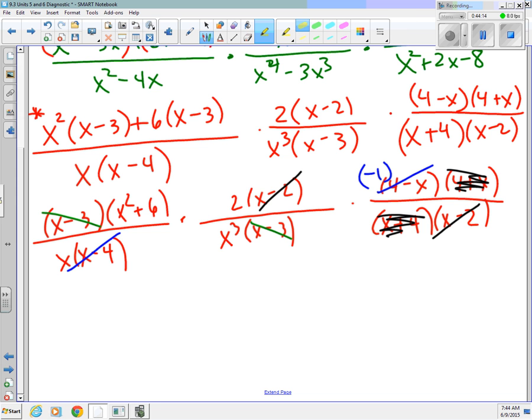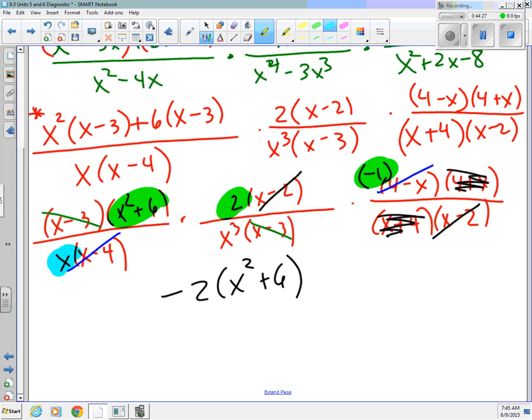So on the top, I have my x squared plus 6. I have the 2. I have the negative 1. So on the top, I really have negative 2 times x squared plus 6. And on the bottom, you just got to be careful when you collect this. I have x and x cubed, which is x to the 4th. And I can leave that by itself.